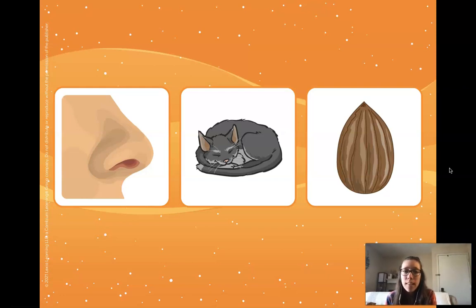Remember, friends, that when we're saying the letter N, your tongue is going to touch the back of your teeth, and your lips are open. This is different from the letter M, where our lips are closed. This would be for words like mouse or map.